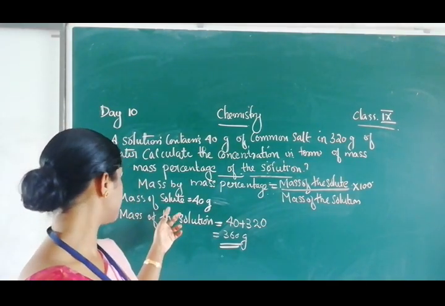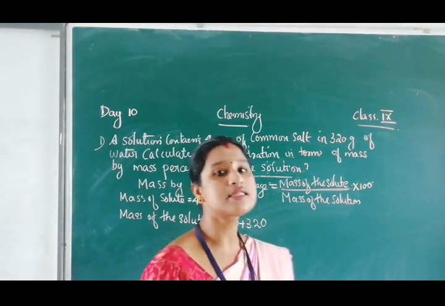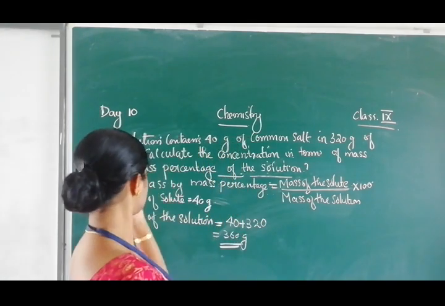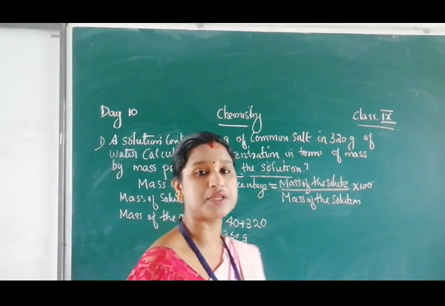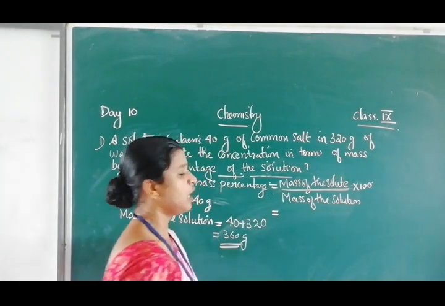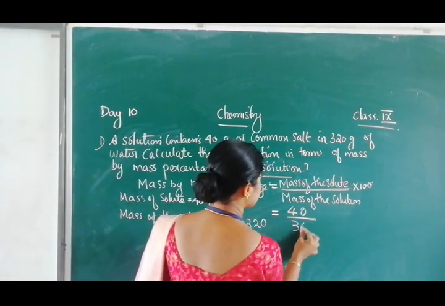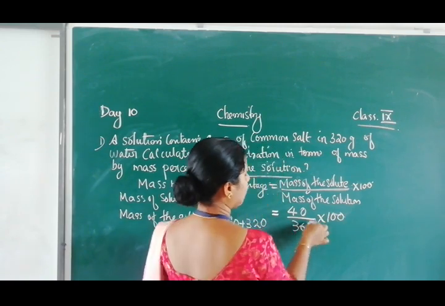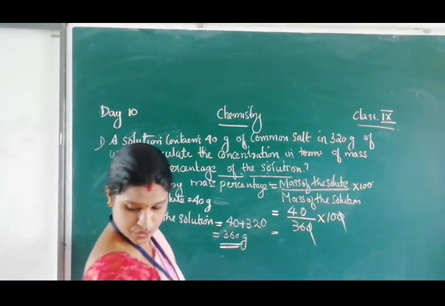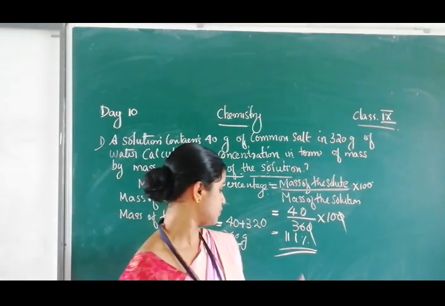We got the mass of solute and the mass of the solution. Mass of solute is 40 gram and mass of the solution is 360 gram. So what quantities do we need to find the mass by mass percentage of the solution? All are given, all we got. So just substitute over here. Mass of the solute is 40. Mass of the solution is 360, into 100. Just cancel out and then we get the value. Write down the value as 11.1%. So this will be the answer.